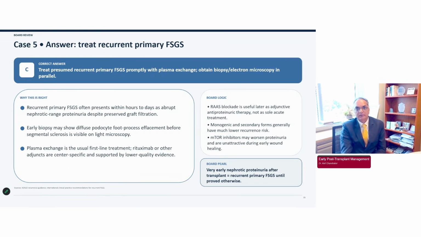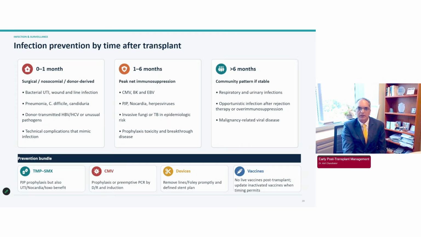The answer is C, right? This is presumed primary FSGS and treated probably with plasma exchange. May or may not work, but this is really the best thing that we have. ACE inhibitors can be useful as an adjunct therapy later on. And obviously mTOR inhibitors may worsen proteinuria.